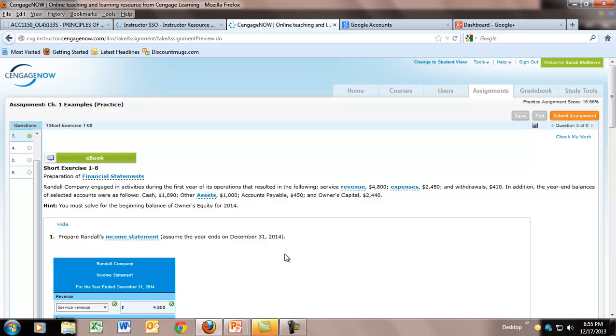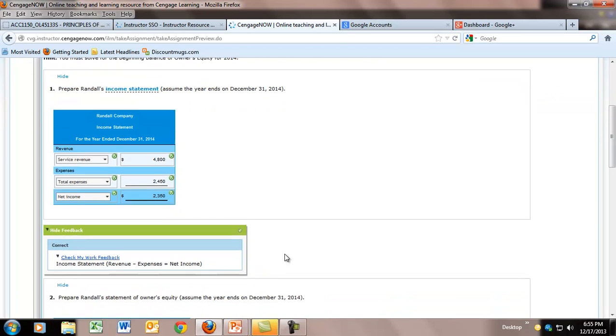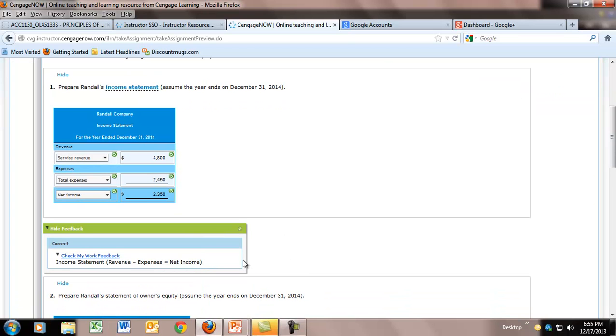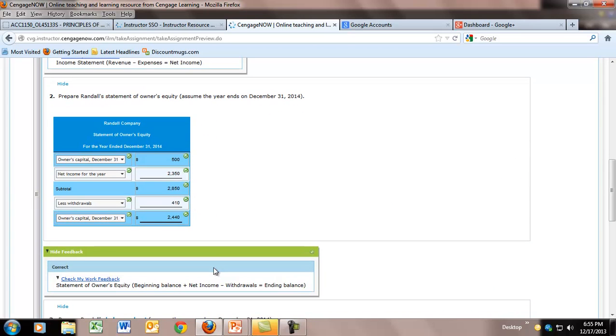and just to show you what it looks like after you use that function, which you can only use once. It gives me the green check mark showing me everything's okay, and then sometimes it gives me a little bit of feedback. An important thing to know here is the equation for the income statement: revenues minus expenses equal net income. Then we had my statement of owner's equity, and everything is correct there.